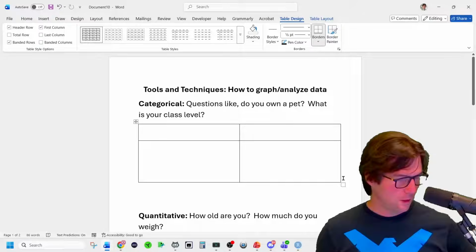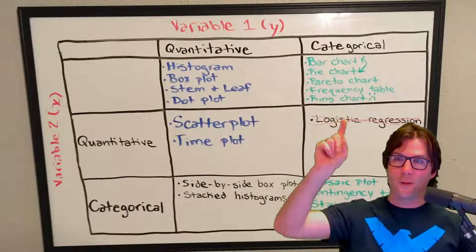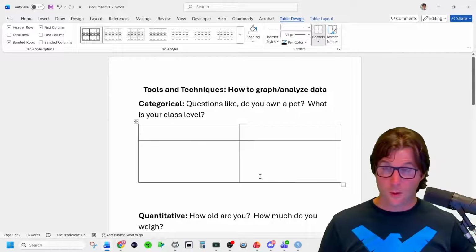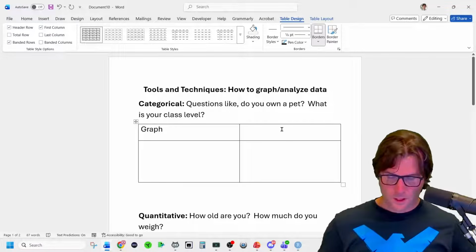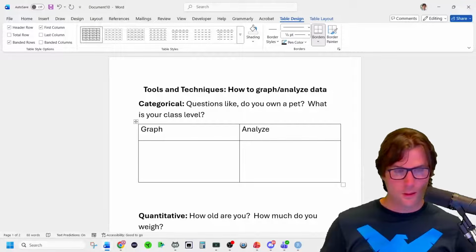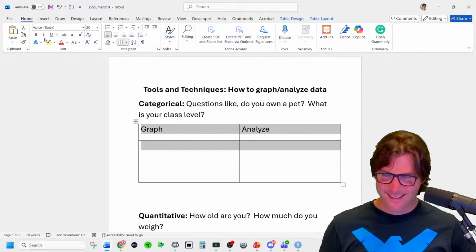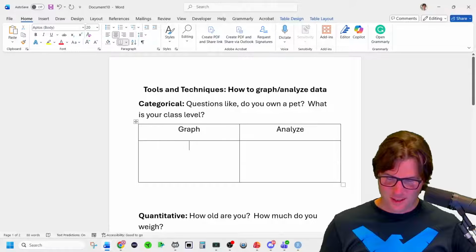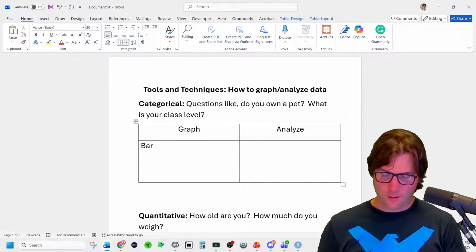A chart, a figure, something to draw it out, some sort of graphic to draw a categorical variable out. So we have a graph, and then we have analysis, or analyze the data. So we can graph and analyze. Bar chart, yes. And let's put it like that, organized. Okay, so bar chart is a great graphic for it.